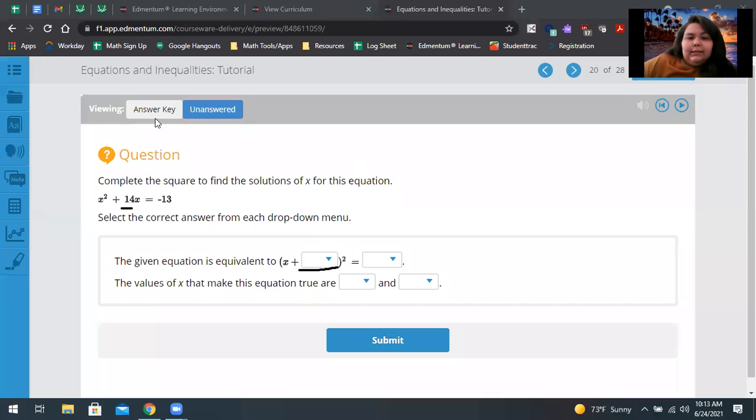Now, let me go this way. I don't like the setup of it, but if you did get the value of 7, that is correct. Here, what you want to do is remember, whatever you do to find that value, let me do it this way. X squared plus 14x is equal to negative 13. So that's where we moved the negative 13 over.